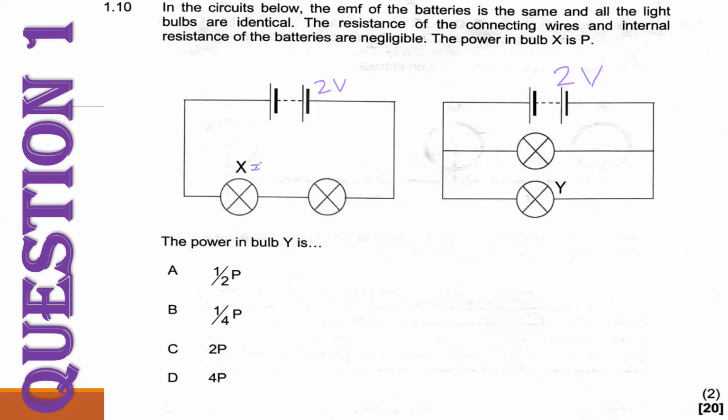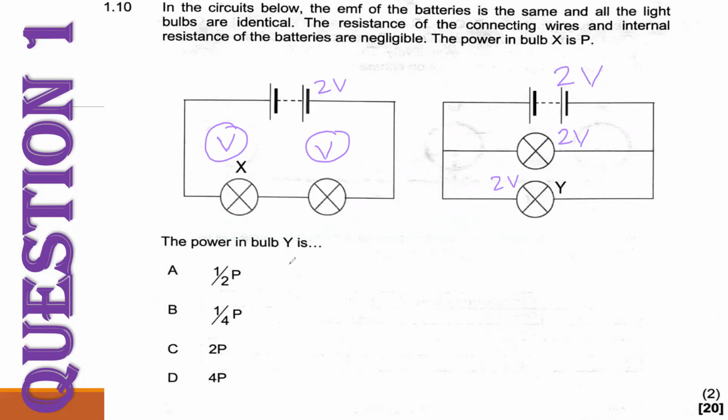So voltage for X is V. And voltage for the other one is also V. They are sharing voltage. So when you come to this side, in parallel, we have the same voltage, 2V and 2V. I hope it's clear. So from now, I'm looking for power.